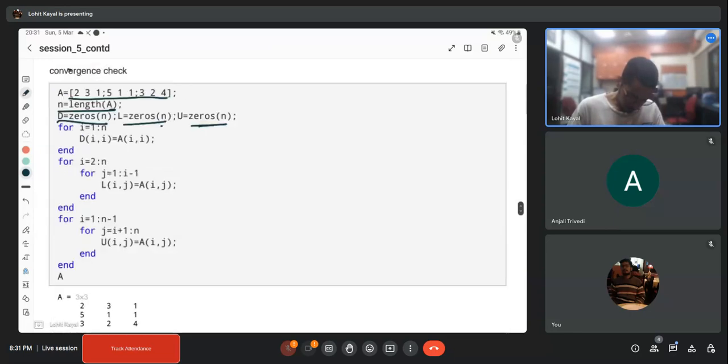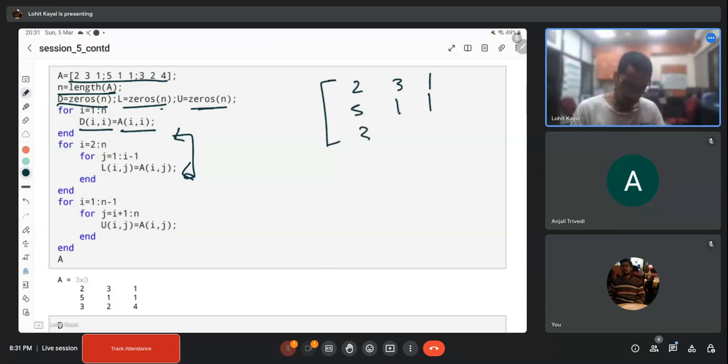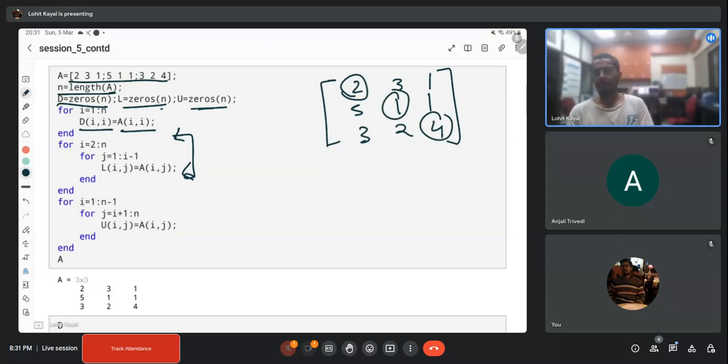Now, where did it go? Yeah. So I hope by this time this is clear to you. Anyway, I will repeat it once again. So D_ii is equal to A_ii. This matrix is 2, 3, 1, 5, 1, 1, 3, 2, 4. A_ii means A11, A22, A33. D will take all those values and other elements will be 0 because I have initiated with zeros of n. Only the elements at those positions will be updated.